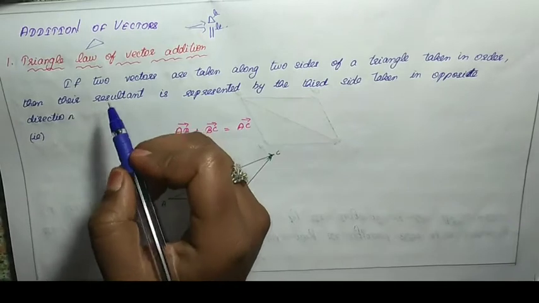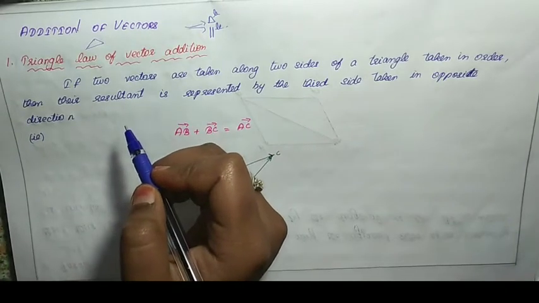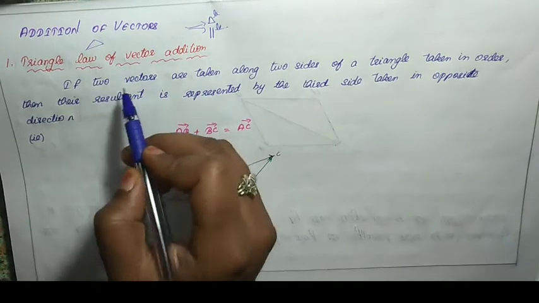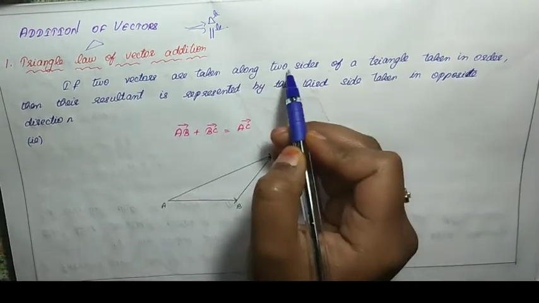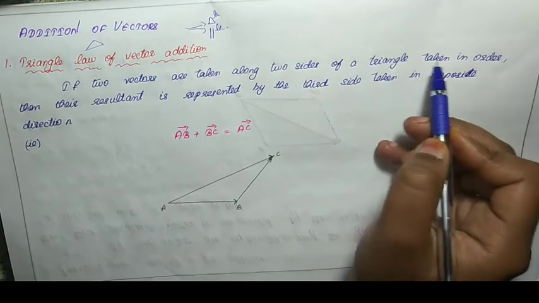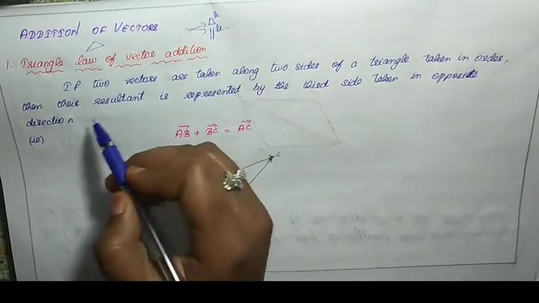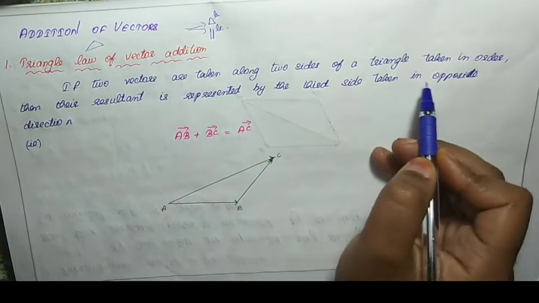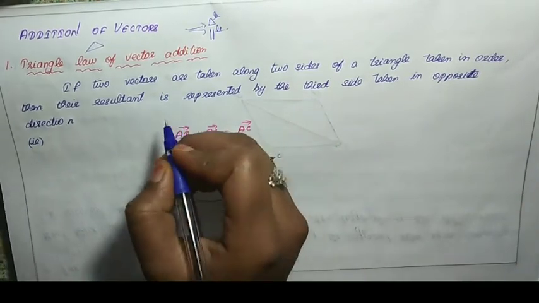First let me read you the definition and then let us move on to the further procedures. If two vectors are taken along two sides of a triangle taken in order, then their resultant is represented by the third side taken in opposite direction.